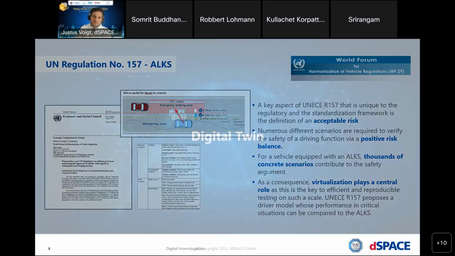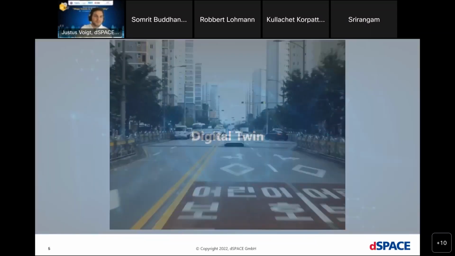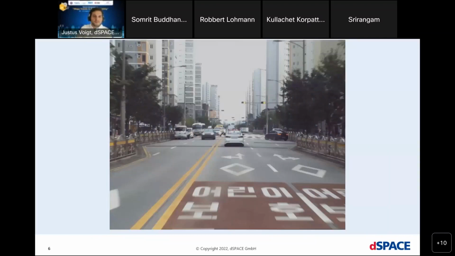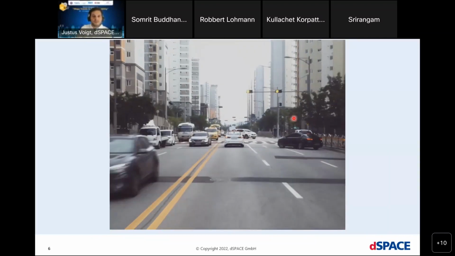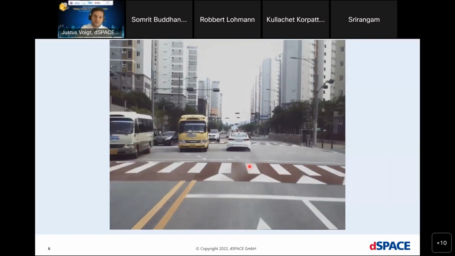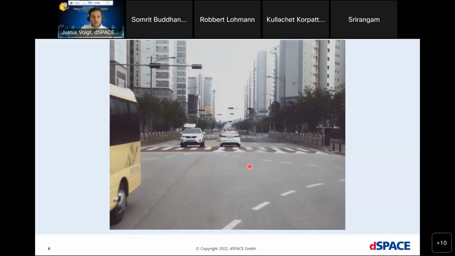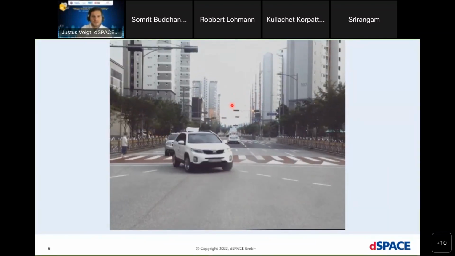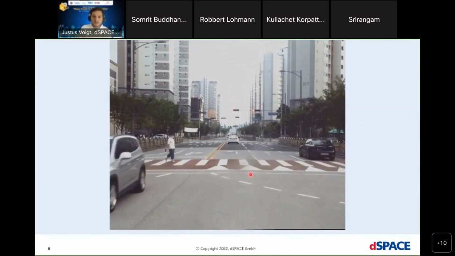But let's go more into detail on how to create the digital twin. At first, we can use real-world data. Over here, we can see a driving maneuver of a car, which was controlled by human beings, so nothing special. The scene was recorded in Korea from the perspective of a camera mounted in the car. And this is the typical scene, no corner case, just a car navigating through the streets.